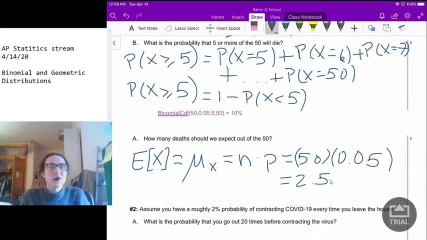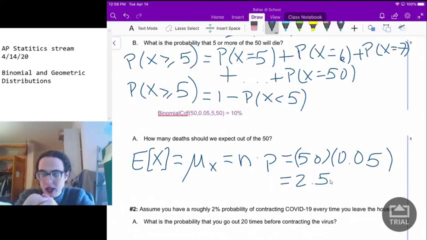You can't expect half a death, but we could say either 2 or 3, or just say 3 because it's more than 2. Either way, we should expect 2 or 3 deaths out of the 50. Unfortunately, we would love to expect 0, but even with a 5% death rate, that's just not reasonable.